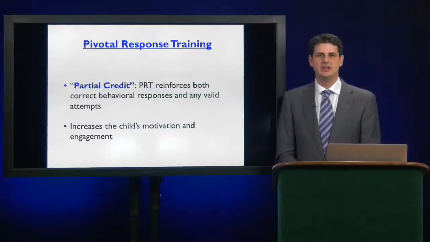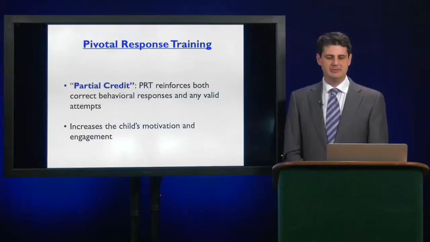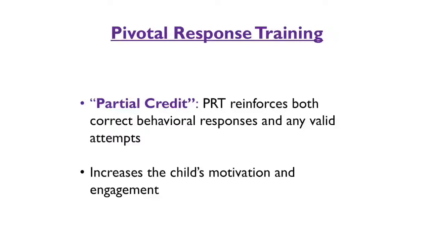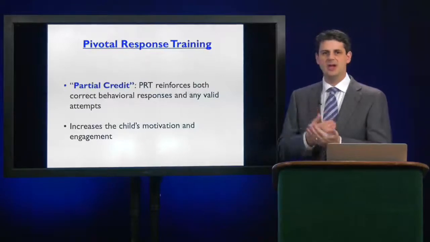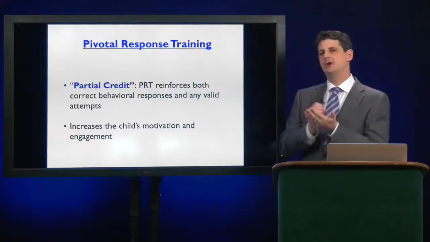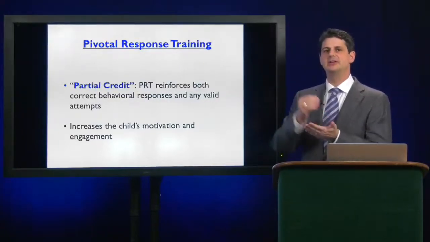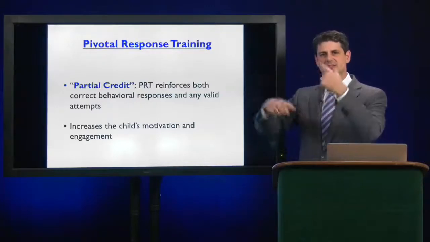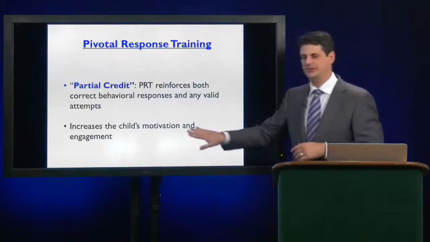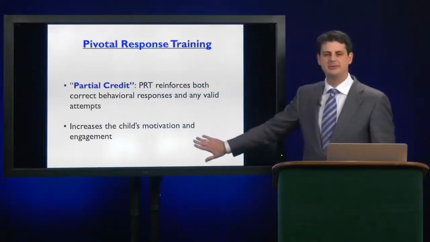Another difference between discrete trial training and pivotal response training is the concept that I call partial credit. But it's just to say that pivotal response training reinforces not only the correct behavioral response, but also a meaningful attempt or a valid attempt to complete that response. So instead of waiting and waiting and waiting for the child to make a completely correct response, even a partially correct attempt or a valid attempt will be rewarded, so the child is constantly in that reinforcement feedback loop. This increases, again, the motivation and the engagement, which is really the key concept of pivotal response training.